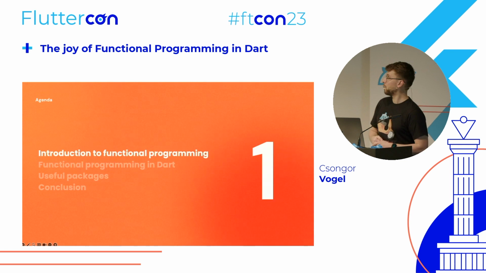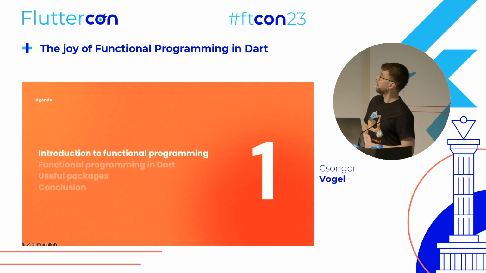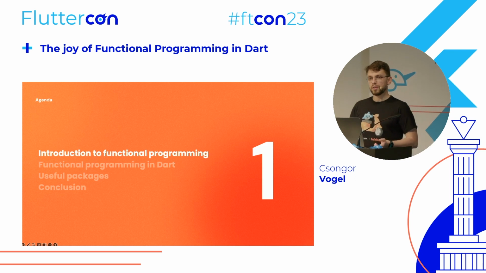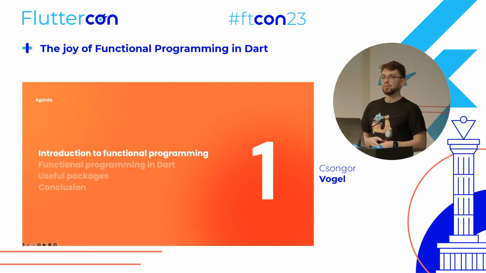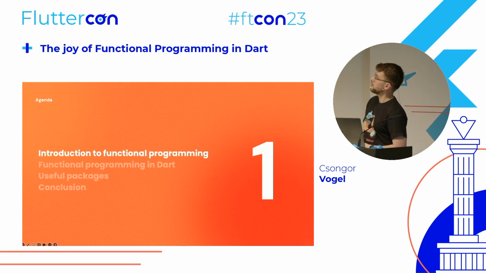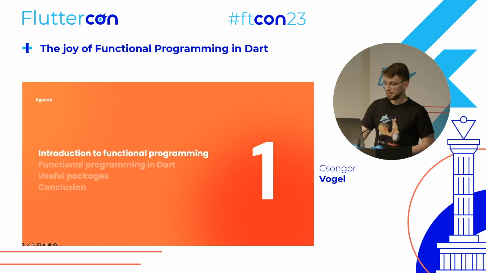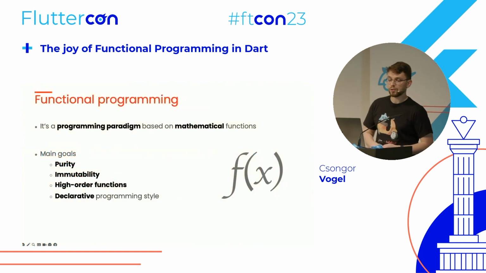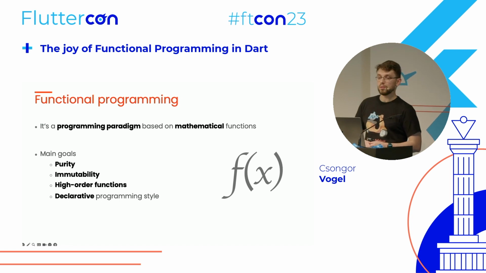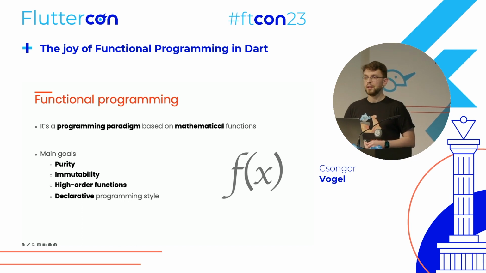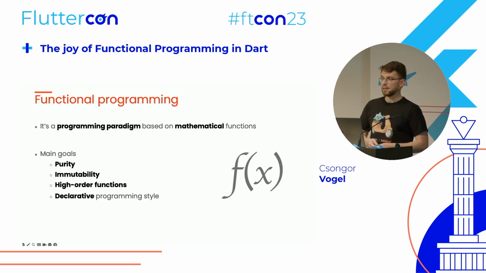But let's get started with the topic why we are here today, functional programming. Functional programming is a universal topic, but today we will only have the chance to focus on the basics and the main principles. Later on, we will connect it with the latest Dart features, which provide functional style implementations. And last but not least, we will also recap some useful packages which can help us. So functional programming is a programming paradigm based on mathematical functions. It has different main goals like purity, immutability, higher-order functions, and the declarative programming style.